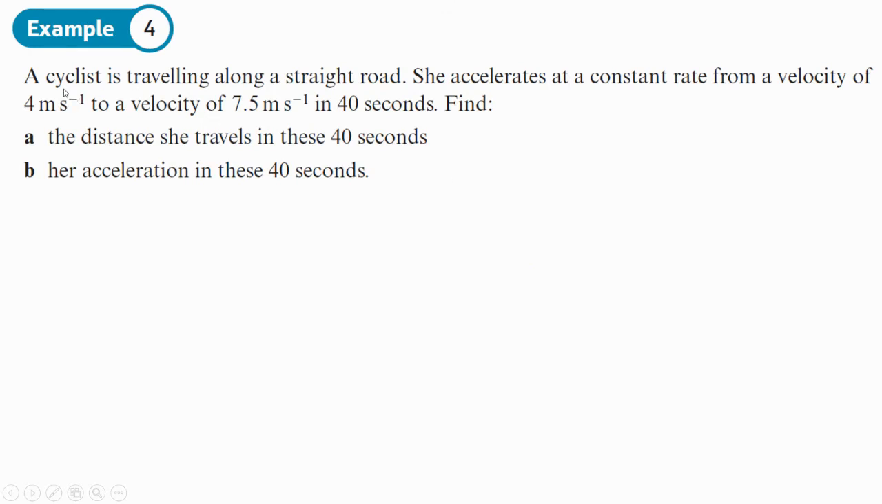A cyclist is traveling along a straight road. She accelerates at a constant rate from a velocity of 4 meters per second to a velocity of 7.5 meters per second in 40 seconds, and we want to find the distance she travels and her acceleration. What's always useful in these situations is to draw a diagram and write out the letters SUVAT, putting in numbers where you know them and question marks where you don't. That will help you determine what you know, what's actually happening, and which formula to use. Once you've done that first step, it's quite straightforward: put some numbers in, get an answer out.